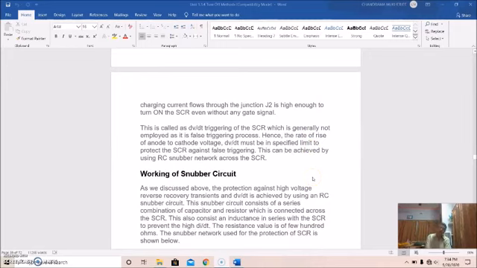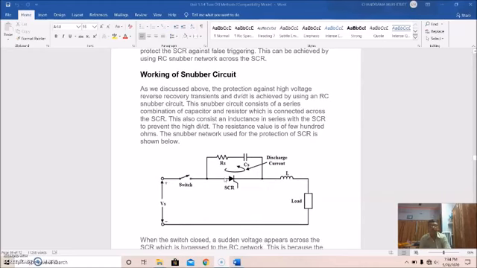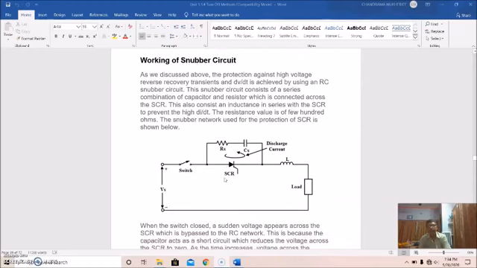When we discussed the different turn on methods, we talked about DVDT triggering of the SCR, which is generally not employed, as it may cause false triggering of the SCR. The rate of rise of anode to cathode voltage, the DVDT, must be within the specified limit to protect the SCR against false triggering. This can be achieved by using an RC snubber across the SCR. Now, how does the snubber circuit work? Basically, we have given introductory discussions about snubber circuits.